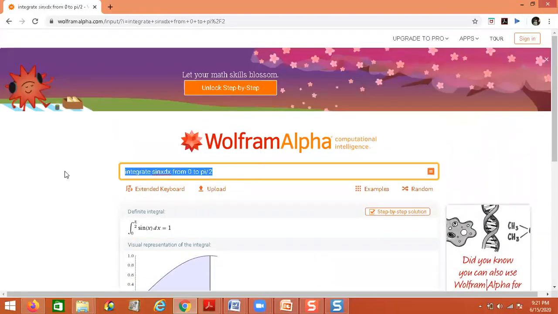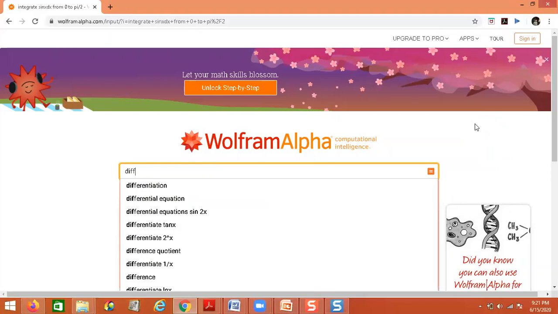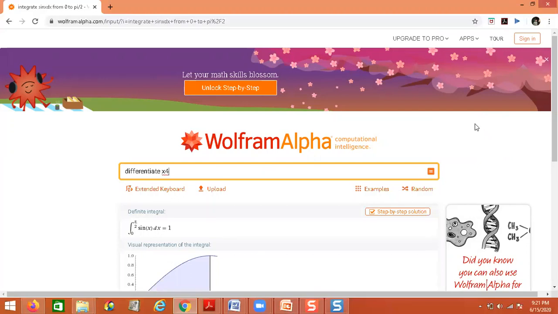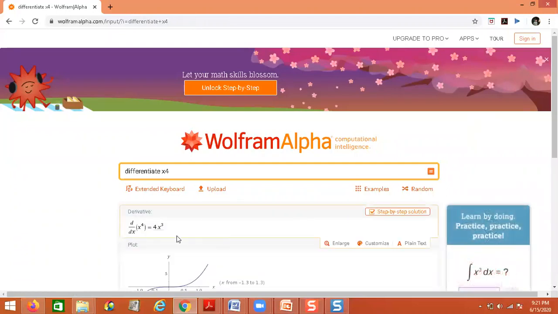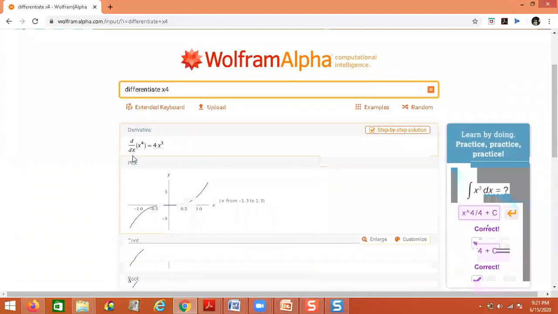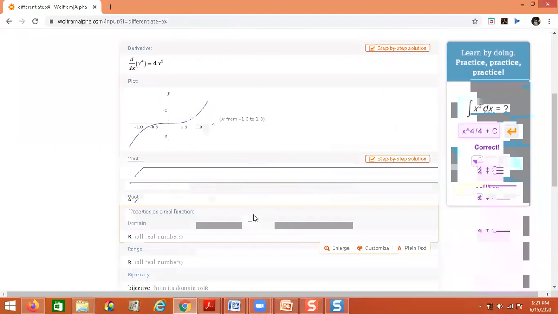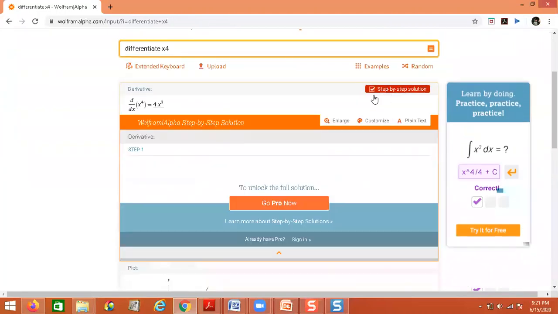I'll show you one more thing, maybe a differentiation one. So maybe differentiate x raised to 4. Okay. So what is the differential of x raised to 4? We know the formula, applying the formula n minus 1. So here you can see the graph of the derivative, 4x cube. And we know the root and everything, and how the step by step is coming.